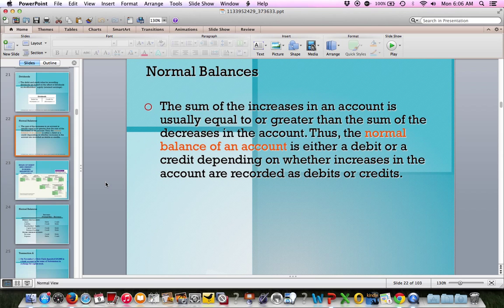And so all accounts then have what we call a normal balance, and you would expect that account to typically have at the end of an accounting period either a debit or a credit balance, and that would be its normal balance.